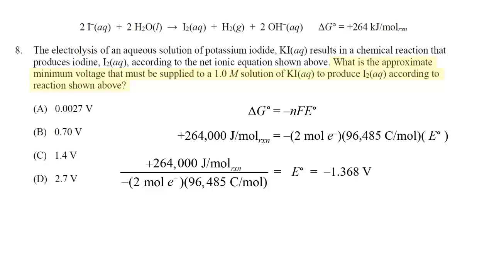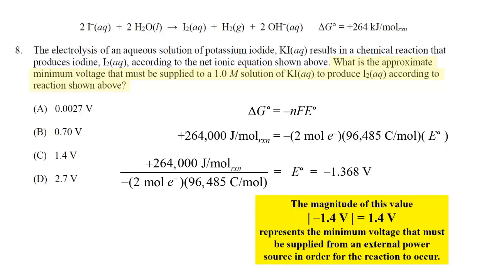I'm going to round this off to approximately 2 significant figures. I'll say -1.4. But what does that mean? If the cell potential is negative, it's not thermodynamically favored. If the cell potential is -1.4 volts, then the magnitude, 1.4 volts, represents the minimum voltage that must be supplied from an external power source in order for this non-favored reaction to occur.